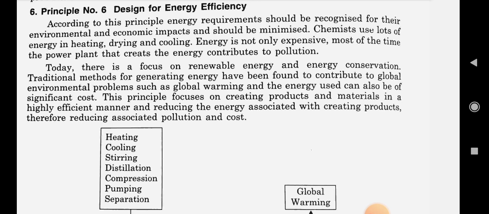Traditional methods of generating energy have been found to contribute to global environmental problems such as global warming, and the energy used can also be a significant cost. This principle focuses on creating products and materials in a highly efficient manner and reducing the energy associated with creating products, therefore reducing associated pollution and cost.